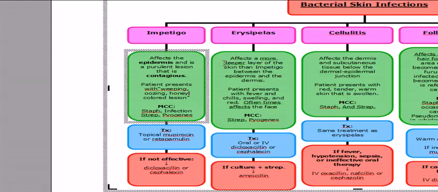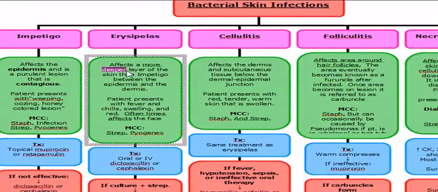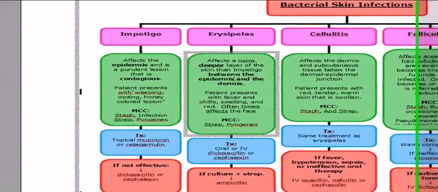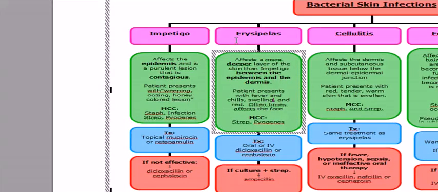Next, a deeper layer, right? What are we looking at? The skin between the epidermis and the dermis, all right? And we're going from the epidermis here to between the epidermis and the dermis for a second one, erysipelas, okay? This patient's usually affected in the facial area. Strep pyogenes is your most common bacteria. And here, it's not as mild, so we're going straight to oral or IV dicloxacillin and cephalexin.